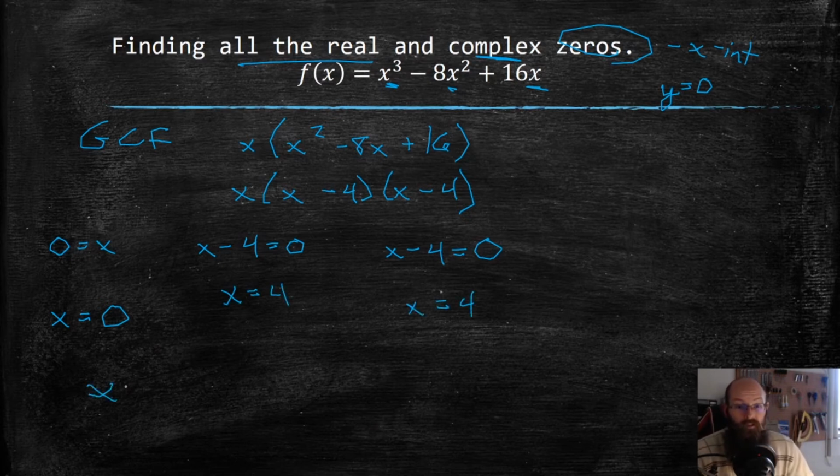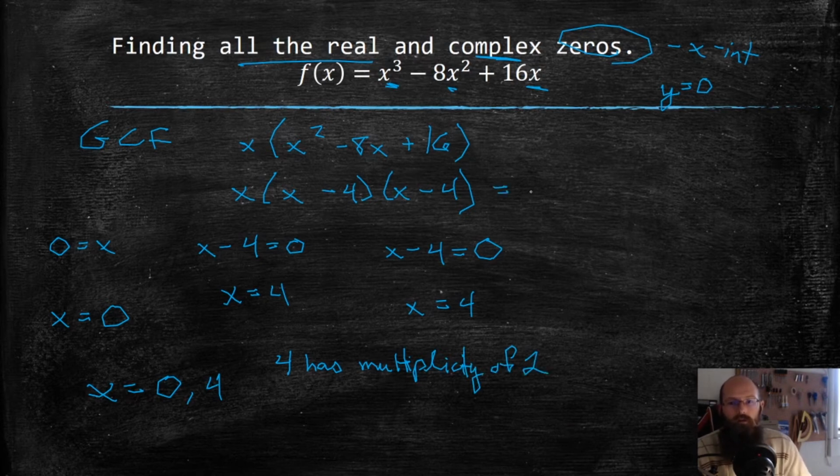So really, my x-intercepts are 0 and 4, but 4 has multiplicity of 2. That happens twice. And I actually notice it here, right? We have x and then x minus 4, and I would write that squared. So it's a degree 3. Should have 3 zeros, and I do. The 4 just happens to happen twice, right? 2 times there. All right, so let's go look at another example.